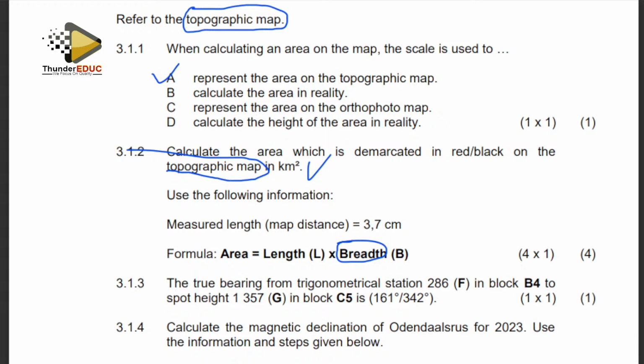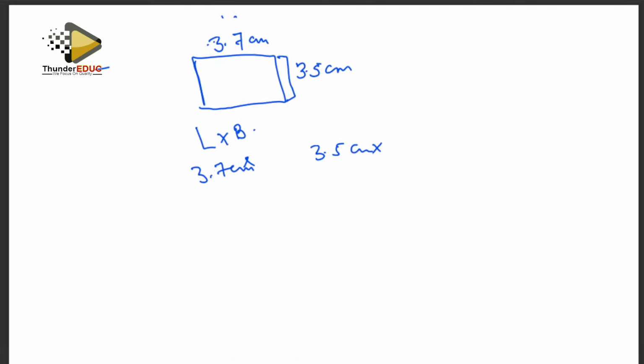We come here. You remember this box. If it is a topographic map and they want the answer in kilometers, we use 0.5. If they want the answer in meters, we use 500. If it's an orthophoto map, it is 0.1 for kilometers and 100 for meters.